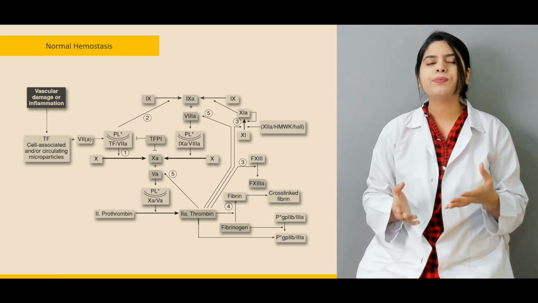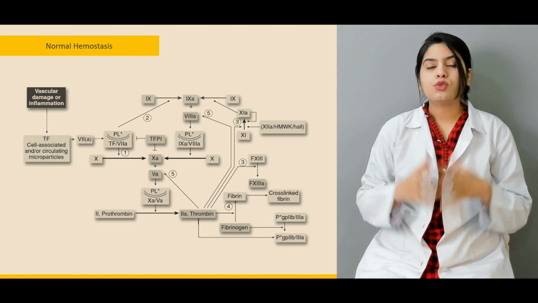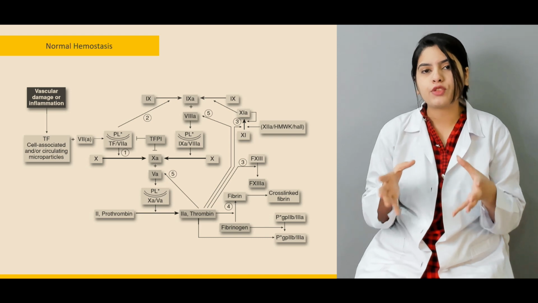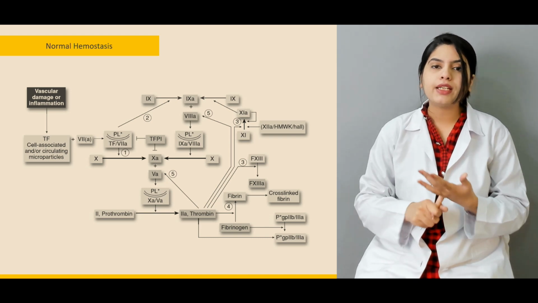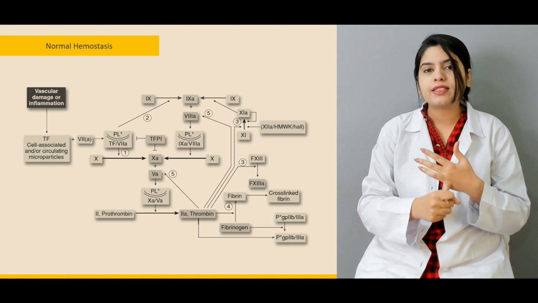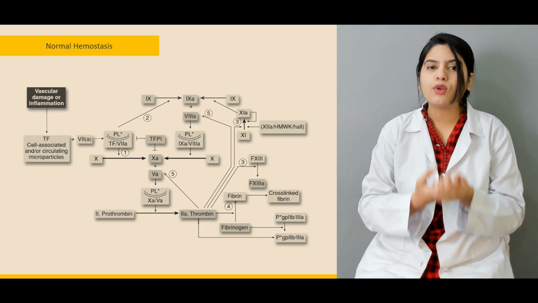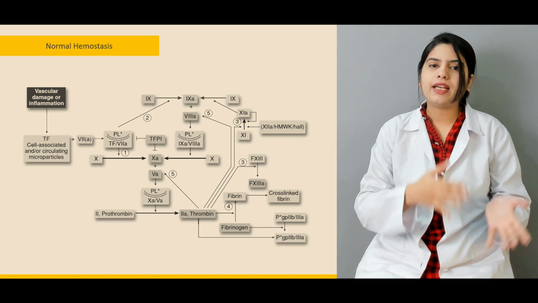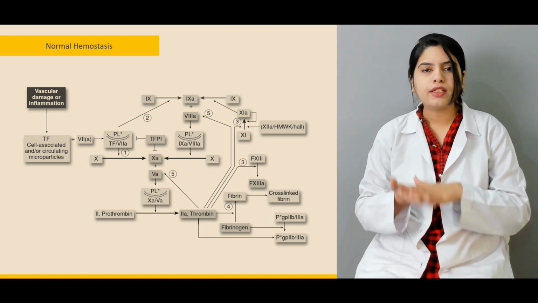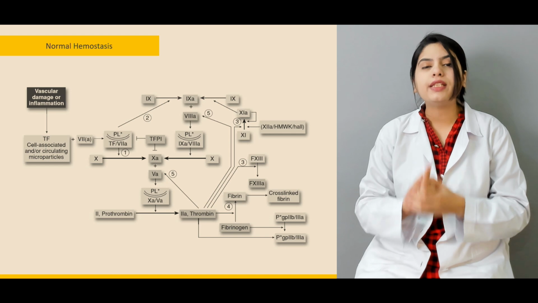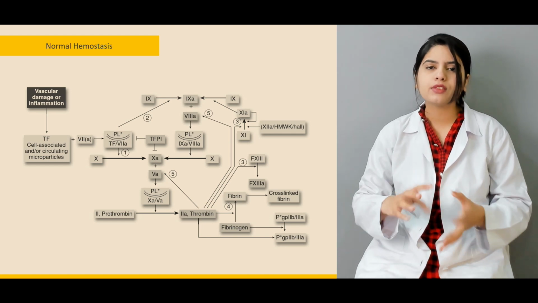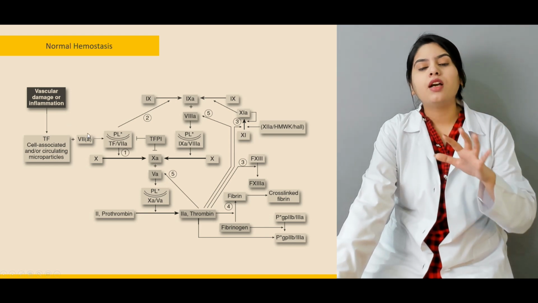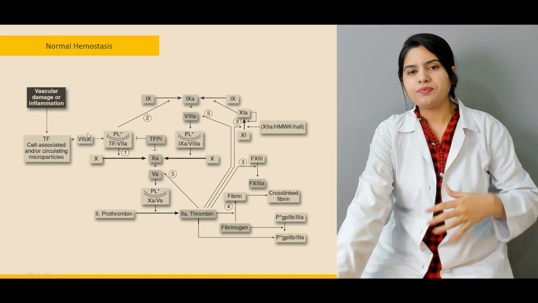Now, let me tell you that there are two types of complexes present in this whole hemostatic mechanism: the procoagulant complexes and the anticoagulant complexes. There is only one anticoagulant complex, but there are three procoagulant complexes, and this is the first procoagulant complex.